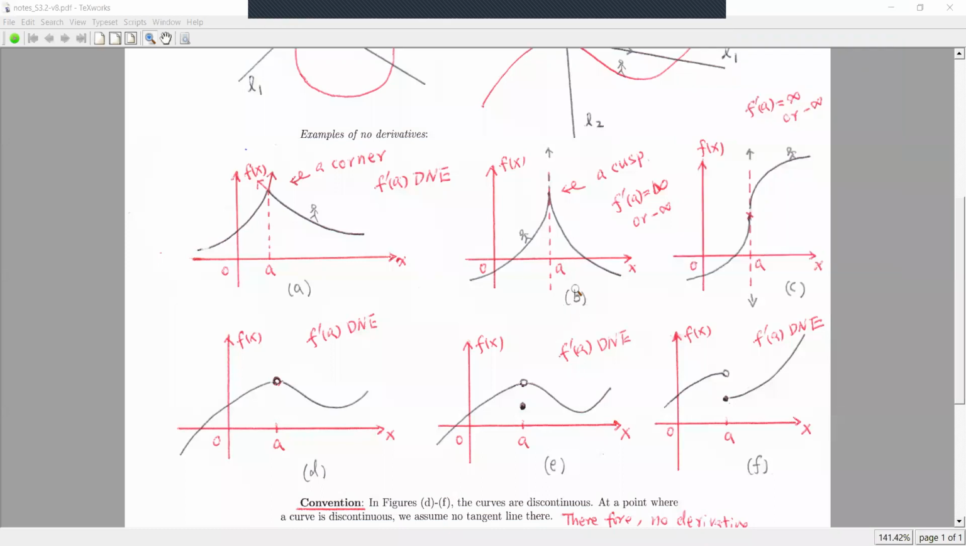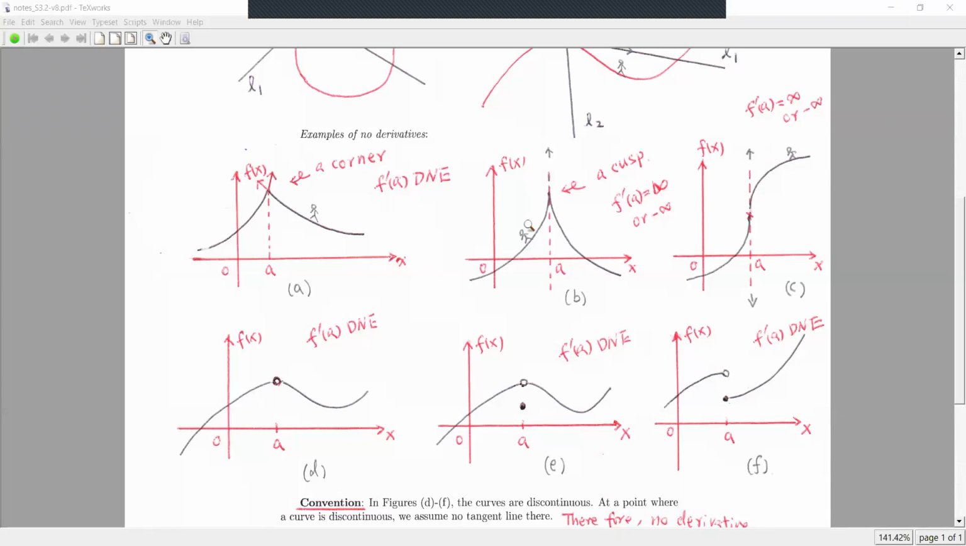Now, figure number B. The graph of the function in this figure has a cusp at the point A, a cusp. On each side of the cusp, the graph is tangent to this vertical line. At the cusp, the graph has a tangent line. This vertical line is a tangent line.